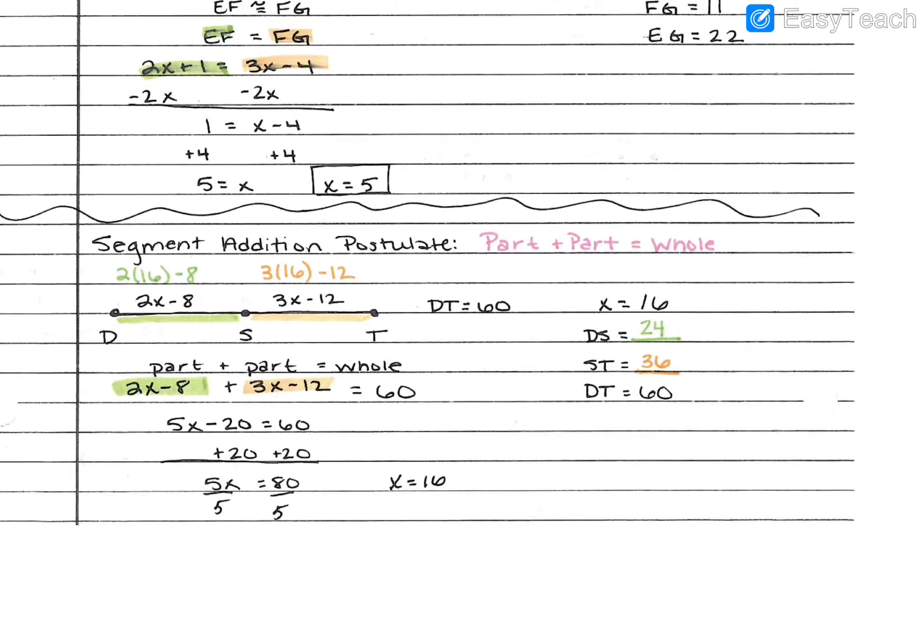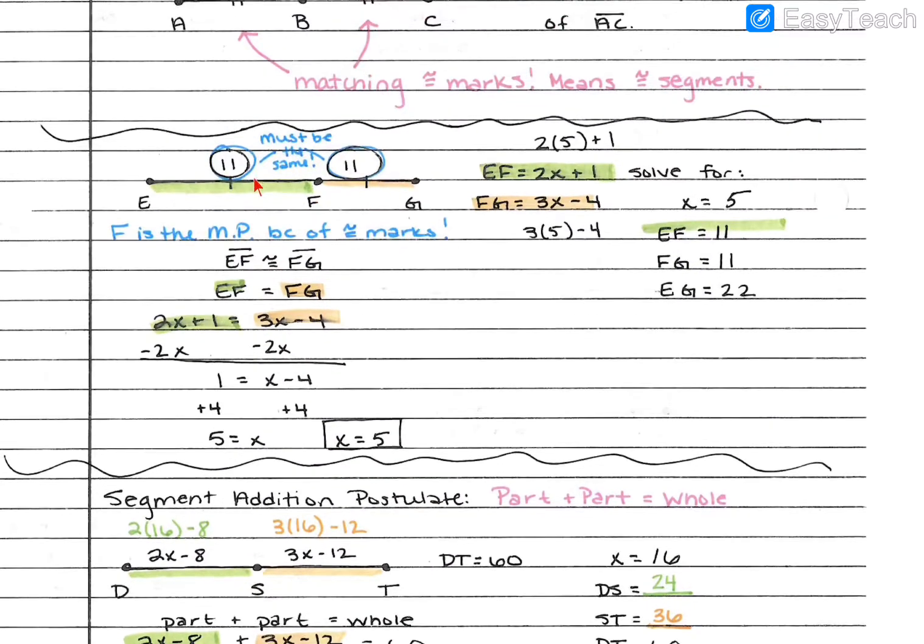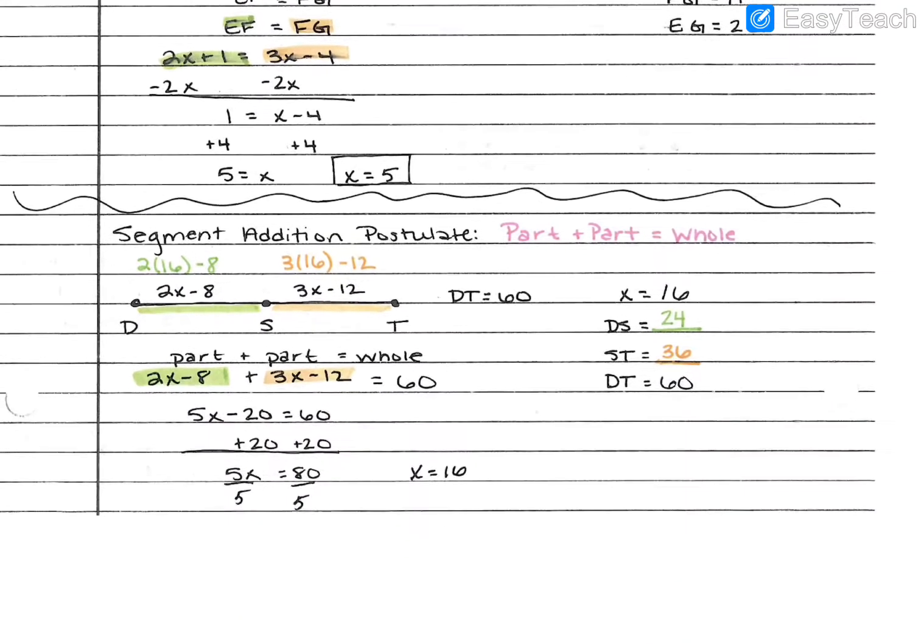The next postulate we're going to be talking about is the segment addition postulate, and that's just that part plus part equals whole. So if you add this part and this part together, it equals the whole thing. And actually, you used that up here when you figured out the whole thing was 22. If this part's 11 and that part's 11, then the whole thing has to be 22. That's all the segment addition postulate states, okay? So in this one, they gave us DS was 2x minus 8, and this portion of it was 3x minus 12. And then they told us right here that DT, so the whole thing, is 60. So we know if we added this part and this part together, it has to equal 60. And so that's how you have to set up your equation. Part plus part equals the whole thing.